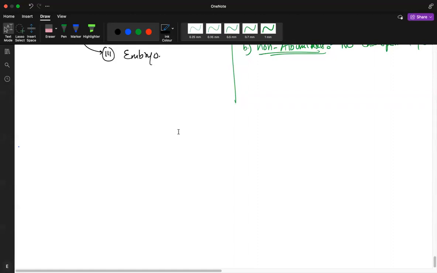Sometimes the embryo enters a state of metabolic inactivity. Write down: the embryo present inside the seed enters the state of developmental inactivity. This state is known as dormancy.